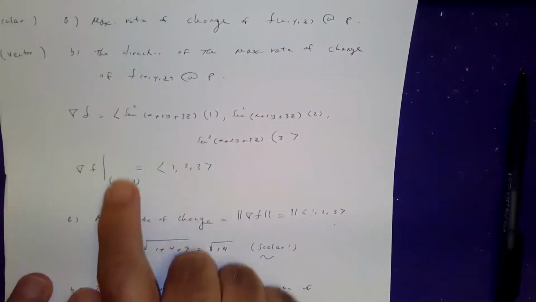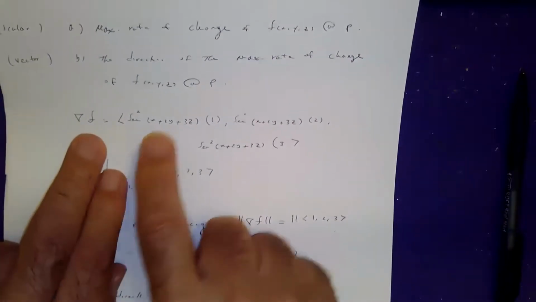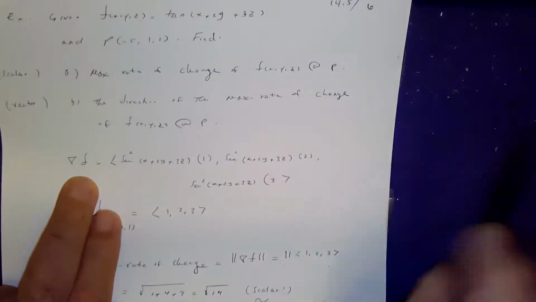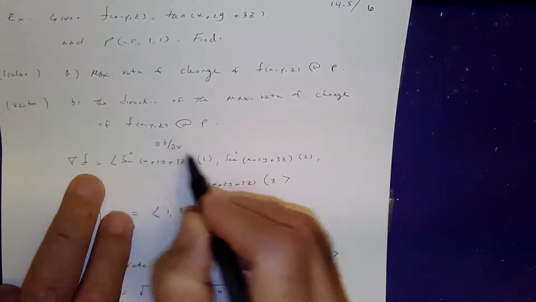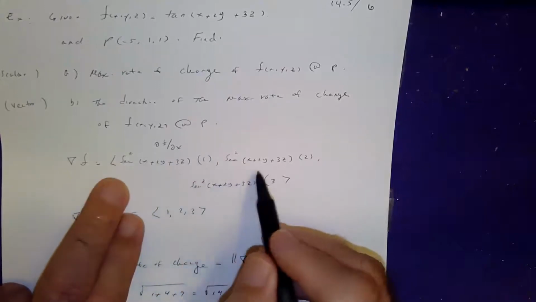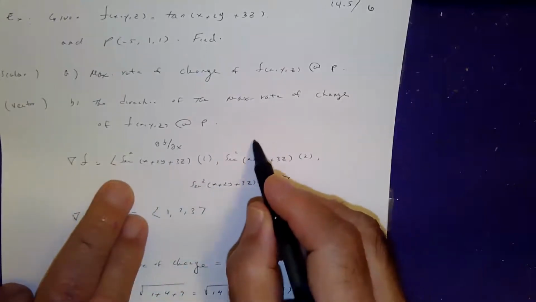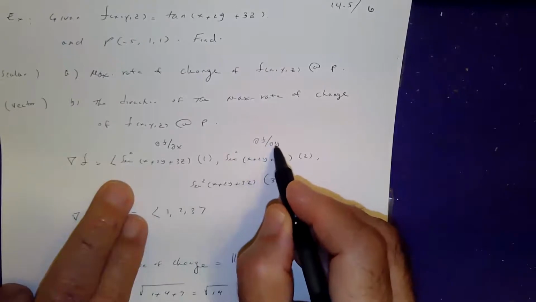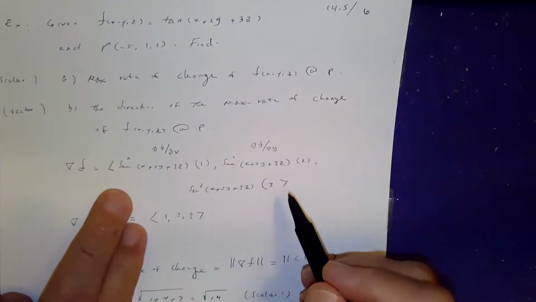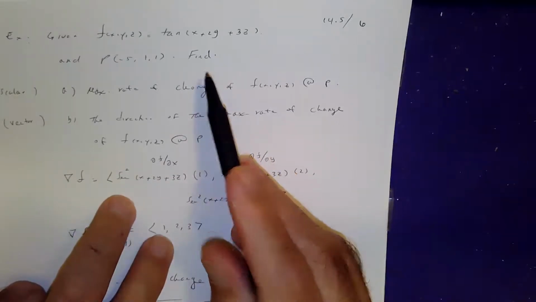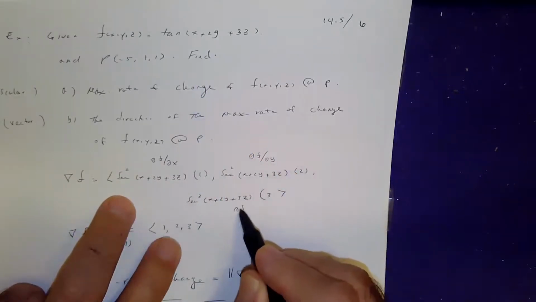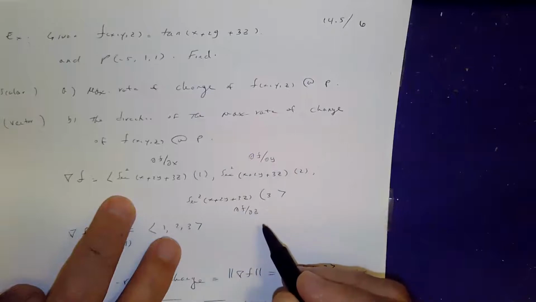Gradient vector. So here's the gradient vector. Remember, the gradient vector is what? Partial derivative of f with respect to x. So it's a vector whose components are partial derivatives. And this guy is the partial derivative of f with respect to y, and this guy is the partial derivative of f with respect to z.